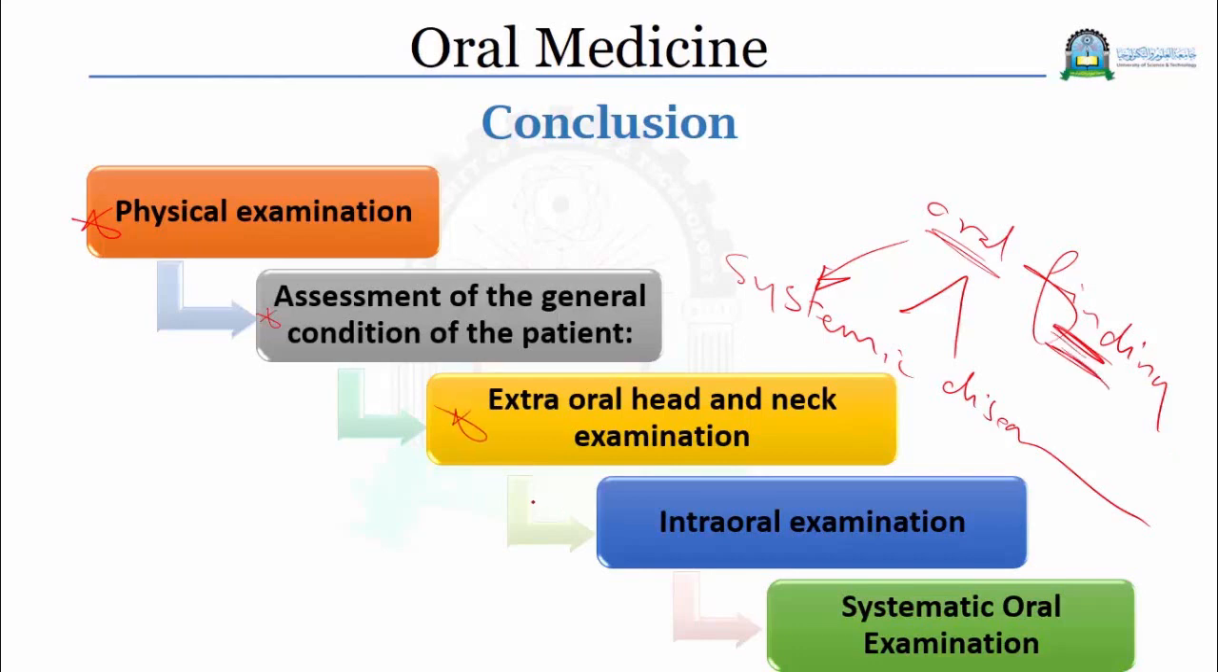Then we moved to the extraoral head and neck examination. We talked about this in detail, starting from the TMJ examination, neck examination, and the facial appearance, and so on. Intraoral examination, starting from the lips, finishing with the occlusion of the patient, moving to the buccal mucosa, to the vestibule, to every piece of the oral cavity. And finally, we talked about the systematic oral examination, emphasizing being complete and respecting the anatomy of the patient.